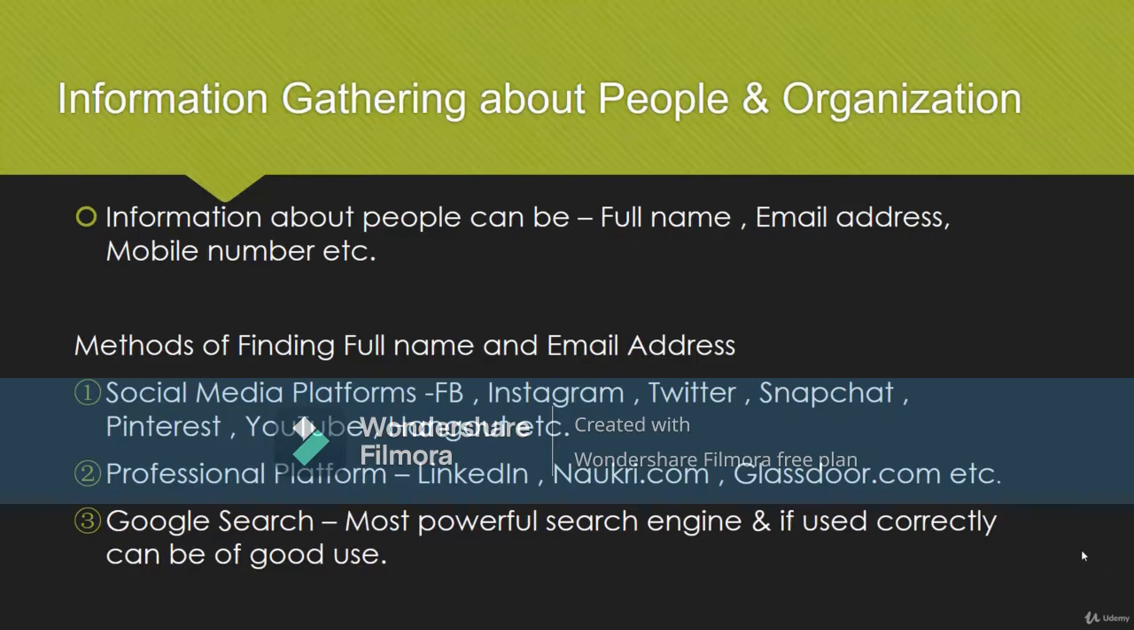For example, if somebody has uploaded a resume on LinkedIn.com, then you'll be able to get access to each and everything about that person. You'll be able to get to know that person inside out. So that's a major plus point if you are browsing a person on LinkedIn.com. The third one is Google search. It is the most powerful search engine, and if used correctly can be of great use.